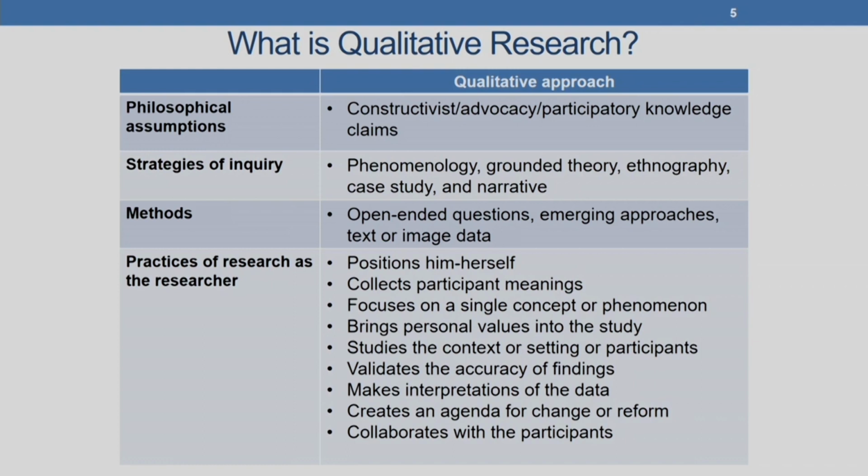The practices of the researcher are extremely important in qualitative research, and are also one of the limitations of qualitative research, because it is often critiqued that the researcher's bias enters into the qualitative research findings. Therefore, it is extremely important how the researcher positions himself or herself while conducting an inquiry. So, it is important to clarify the position of the researcher in the beginning of research. The researcher collects participant meanings, focuses on a single concept or phenomenon.